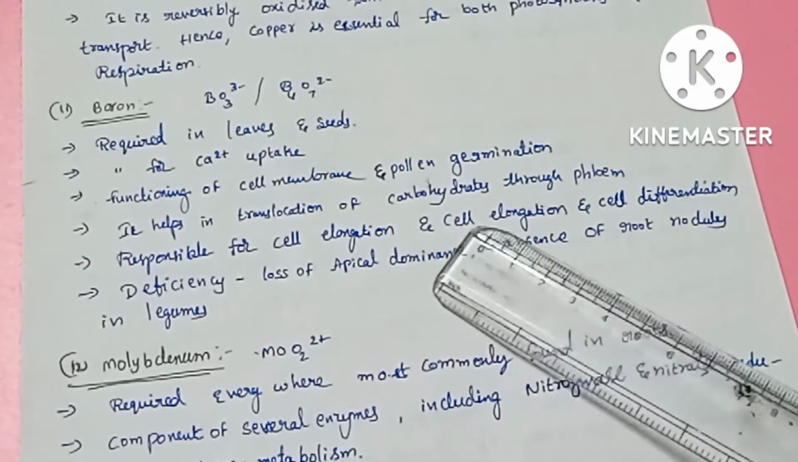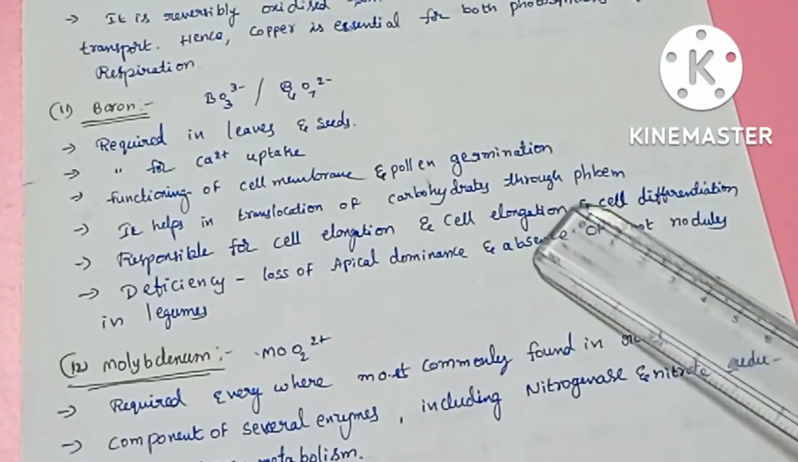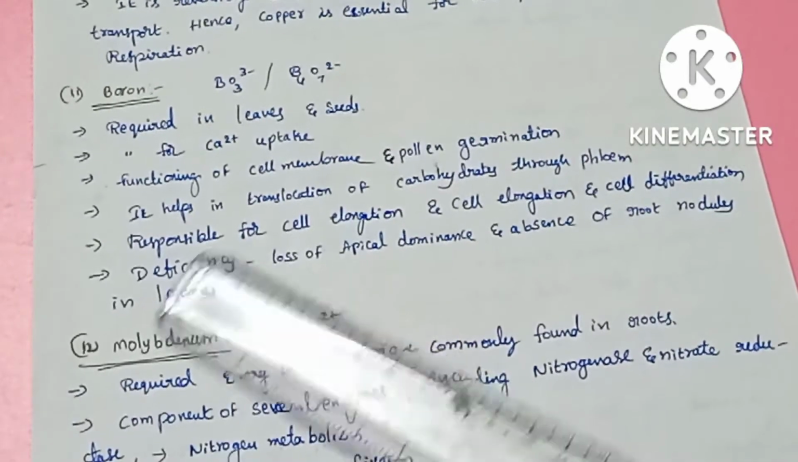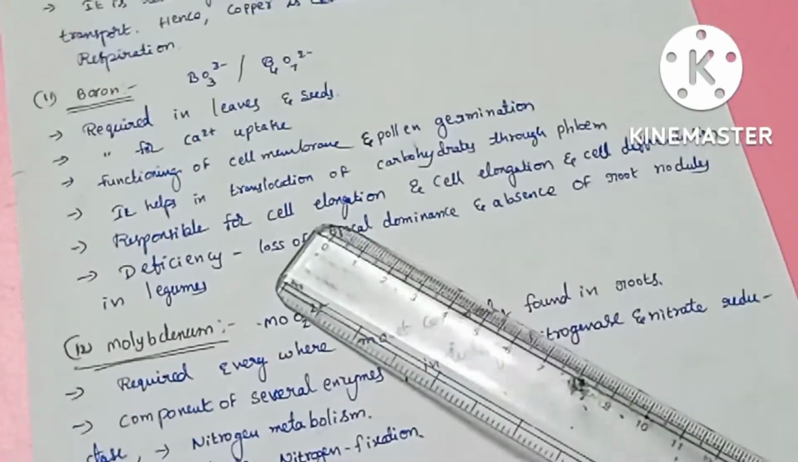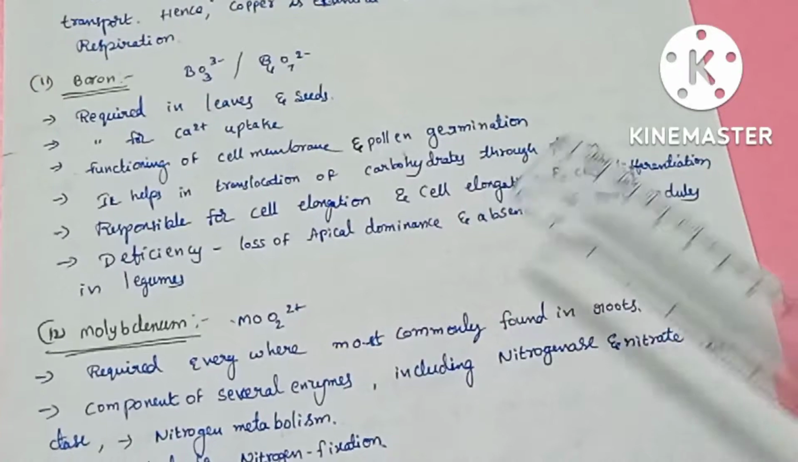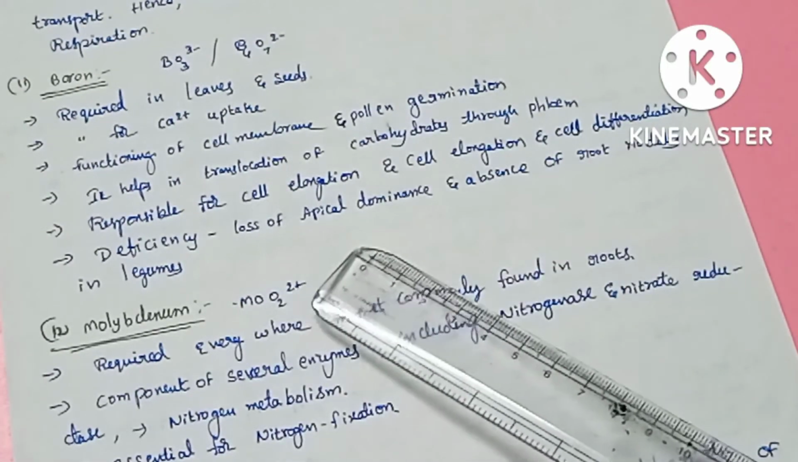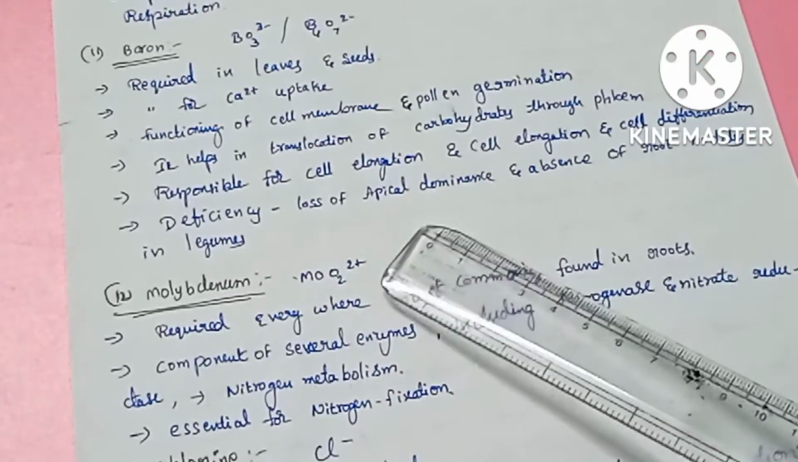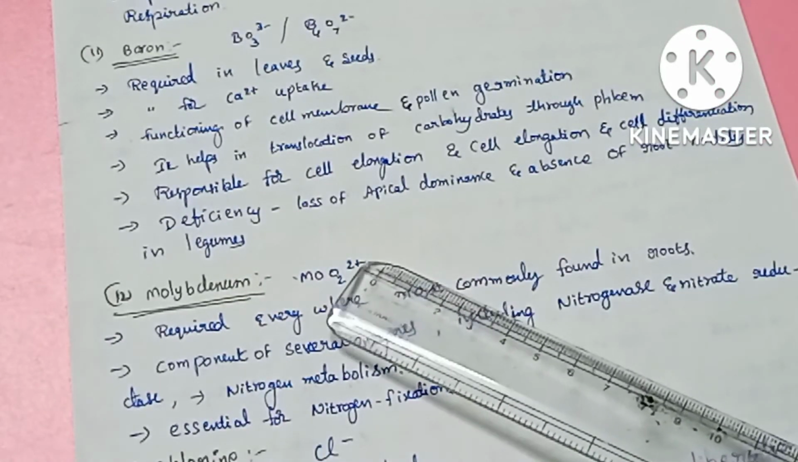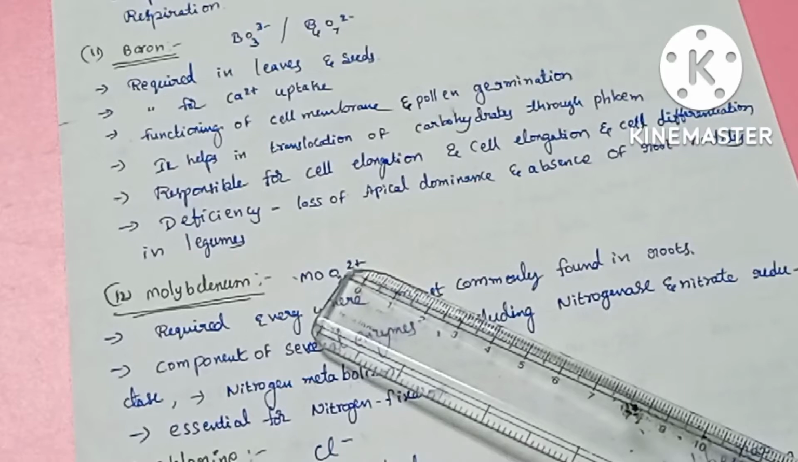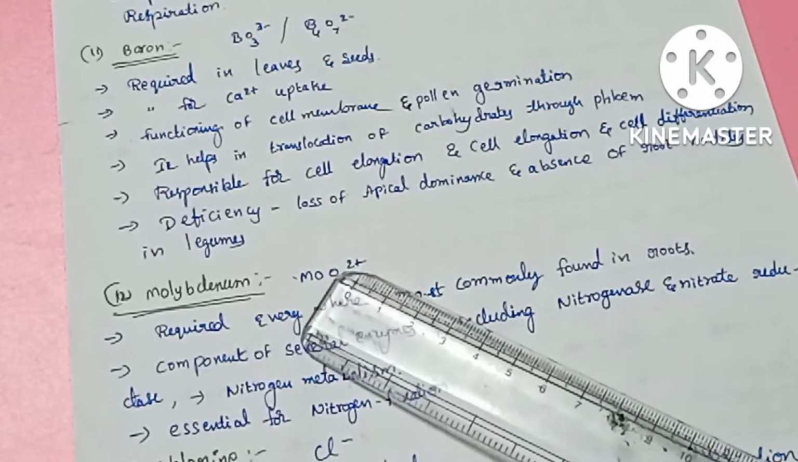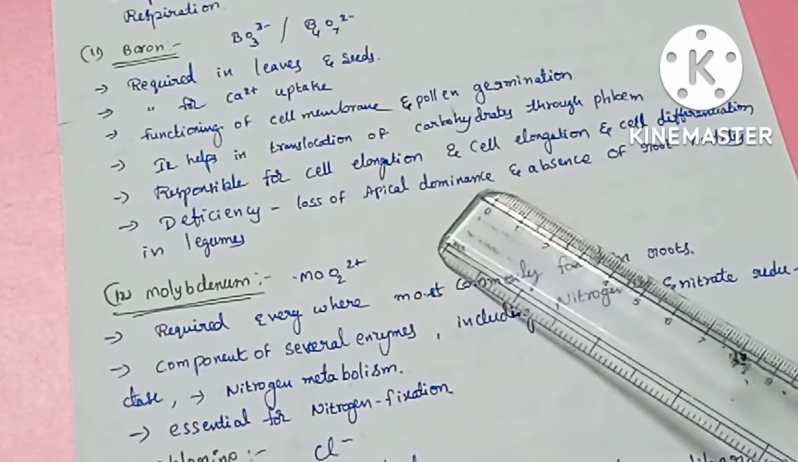Here, the carbohydrates are translocated through the phloem to the roots, right? For that also boron is essential, and it is responsible for the cell elongation and cell differentiation also. And the deficiency of this boron causes loss of apical dominance. What is meant by apical dominance? The domination of the main branch over the lateral branches is called apical dominance.